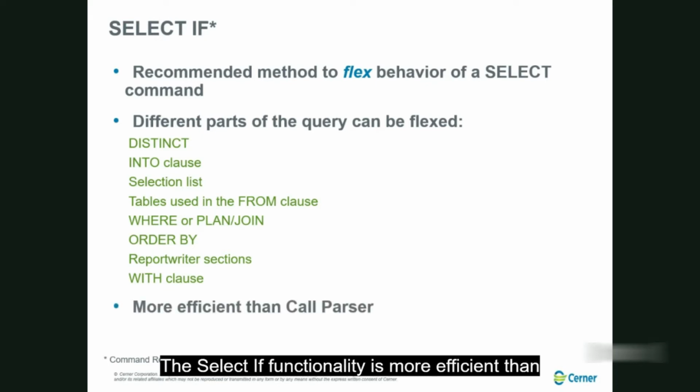The select if functionality is more efficient than the call parser command or the parser function. The parser function was updated in Discern Explorer 8.10.4 to improve efficiency, so it is not as bad as it used to be. However, using the select if is still the preferred method of flexing the select command.